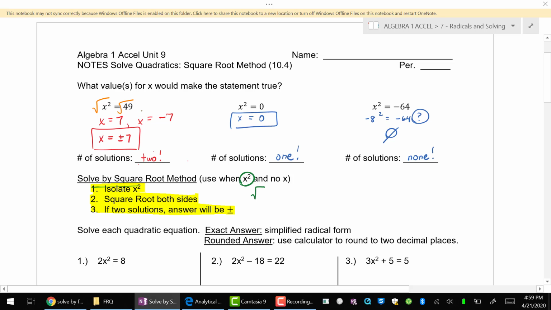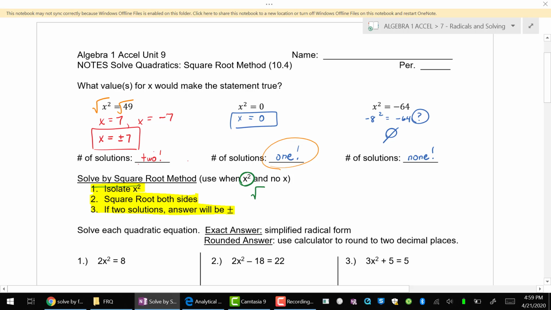But remember that there actually can be two solutions. So when we take the square root of both sides and we square root a variable squared, we need a plus or minus on the answer. It is possible that if x squared is equal to 0, we could have one solution. There's no such thing as a positive or negative 0. So here we just say x equals 0, and we have one answer only.